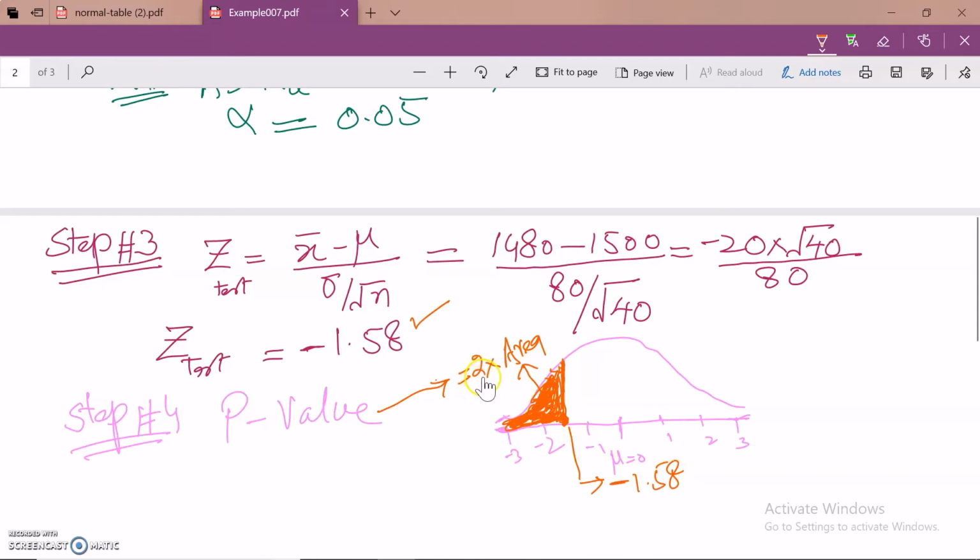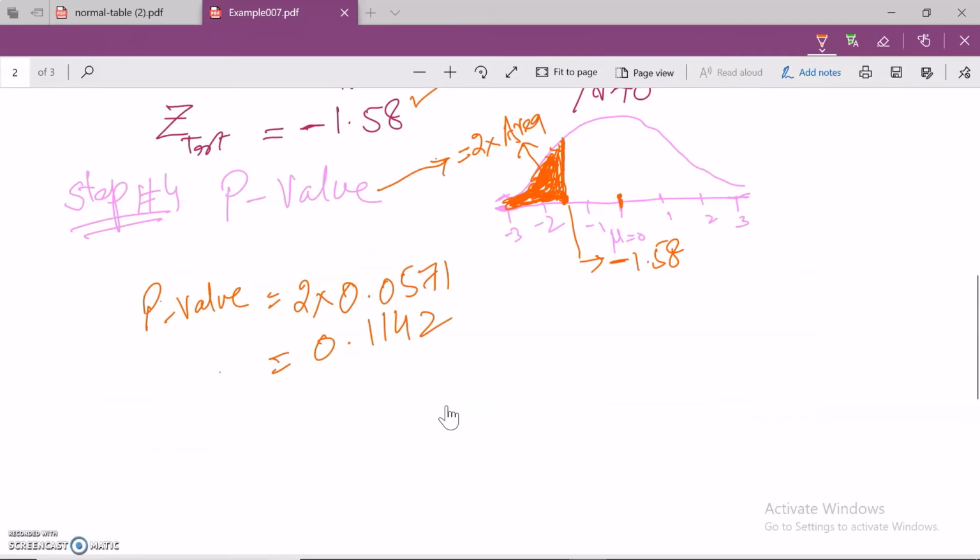Why am I multiplying by 2? Because it's a two-tailed test. And recall from my earlier video, if it's a two-tailed test, you always double the area. If the test statistic is to the left of the center, on the left side, we find the area to the left of the test statistic and double that area. I'm going to use Microsoft Excel for this purpose. Let's see how I'm going to do that.